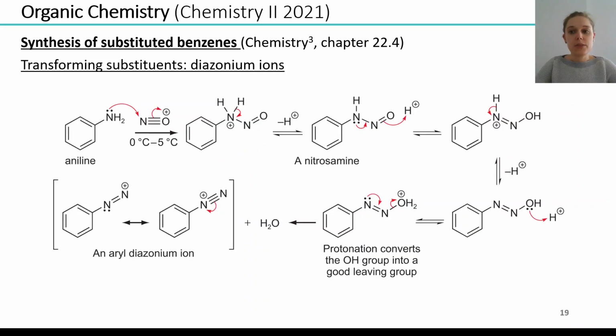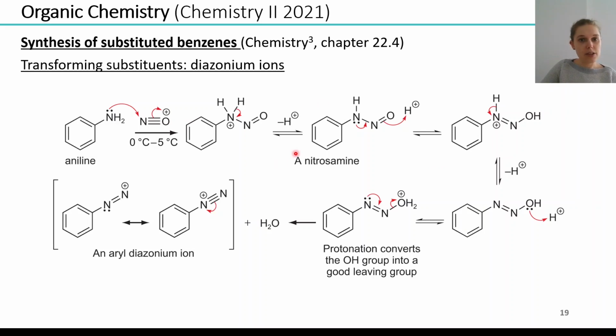Another transforming substituent is the diazonium ion. Here we have the reaction with a nitrosonium ion, and the nitrosonium ion is formed in situ by reacting sodium nitrite and hydrochloric acid at 0 degrees. This in situ formed nitrosonium ion is a very strong electrophile and reacts with the nucleophilic amine at very low temperatures, so at 0 up to 5 degrees. And hereby, a new nitrogen-nitrogen bond is formed.